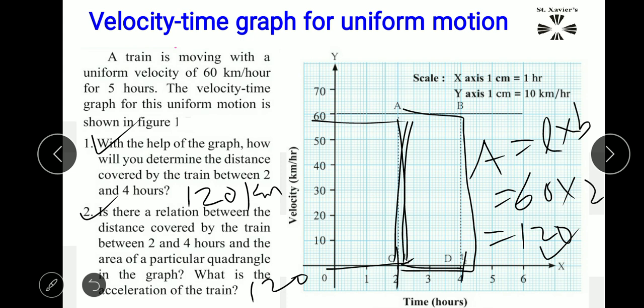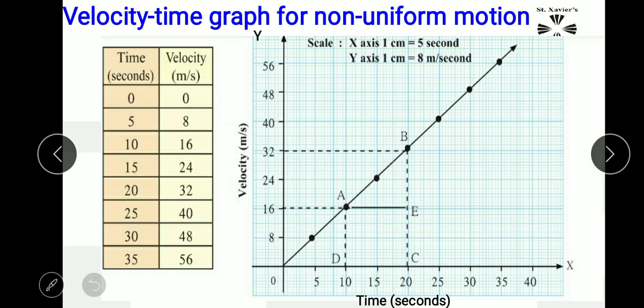So for today, students, I'll stop here only. In the next lecture, we'll continue with the velocity-time graph, and we'll try to finish this chapter in the next video, which I'll share with you very soon.